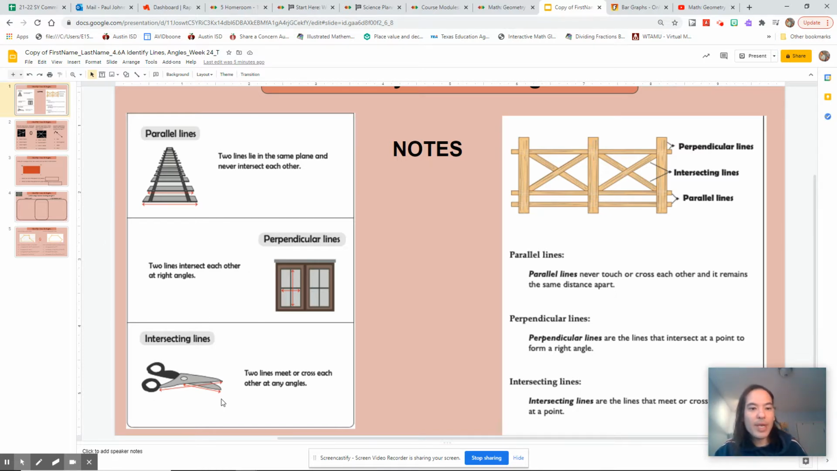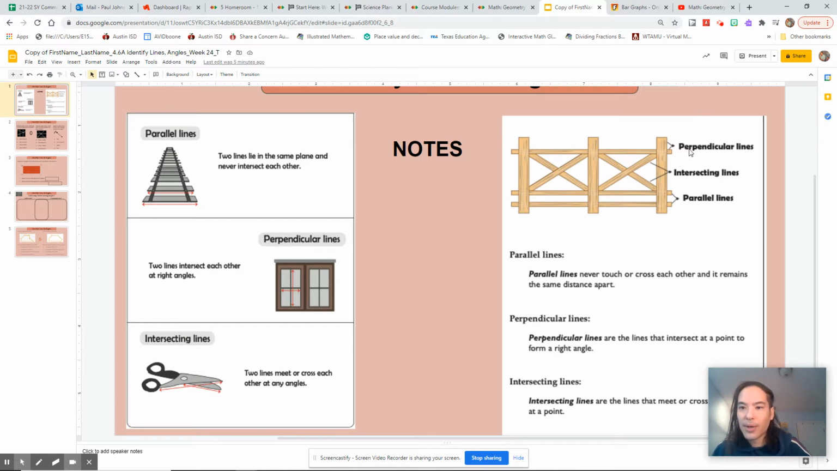So any two lines that cross paths are intersecting. If they intersect at a 90-degree angle, you have a perpendicular intersection. Perpendicular. It's a fun word, lots of syllables. Perpendicular lines: two lines that intersect at a 90-degree or a right angle. Intersecting lines, just any angle you want.